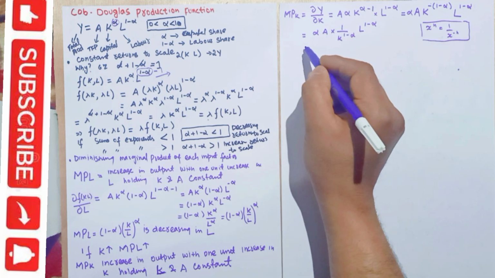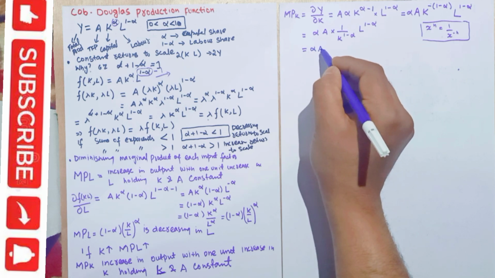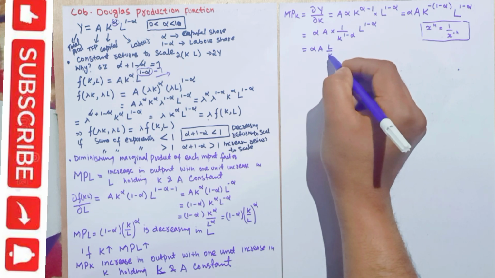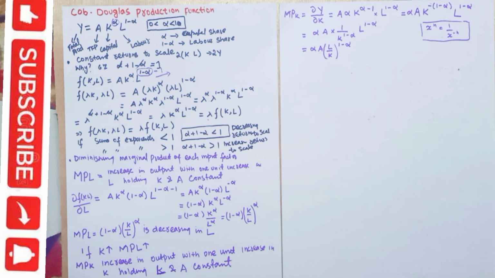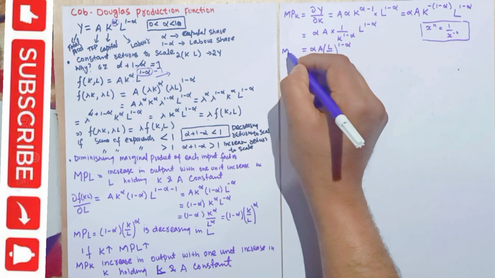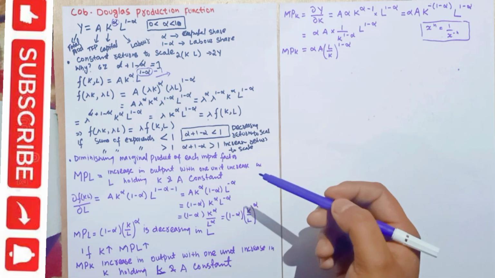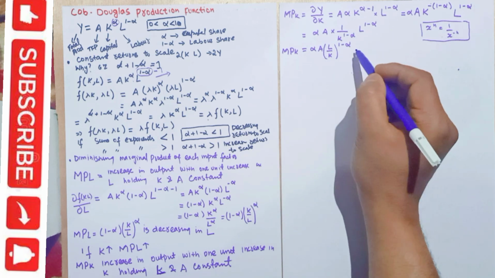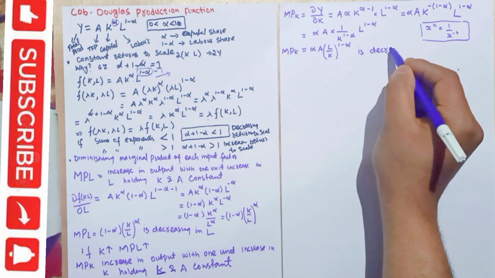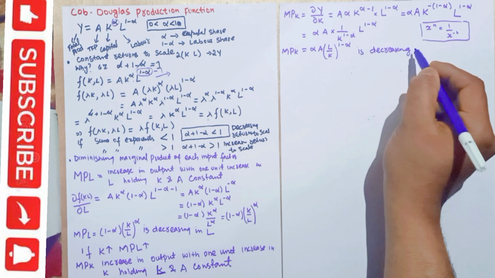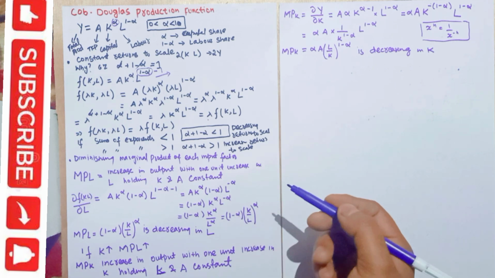Now giving further manipulation, this will become alpha A times L divided by K whole power 1 minus alpha. So this is our marginal productivity of capital. This term is decreasing in capital. That means we get diminishing marginal productivity of capital.